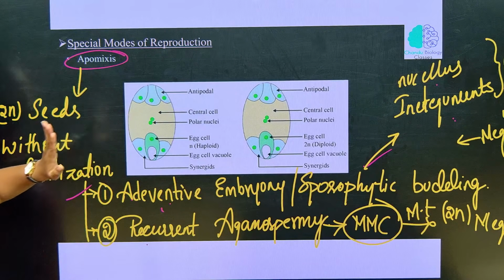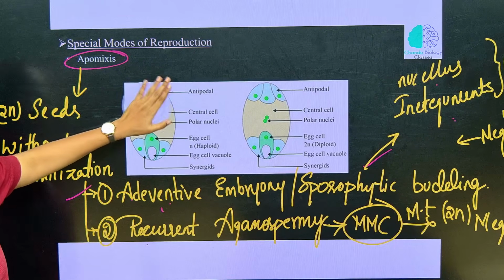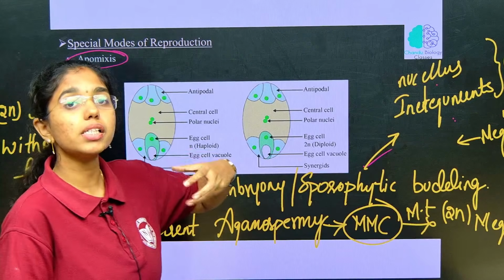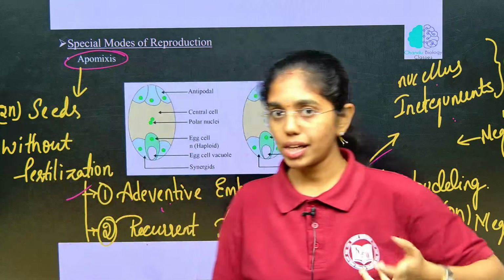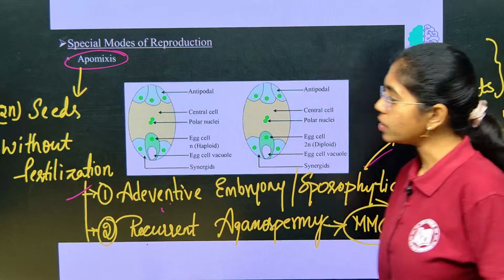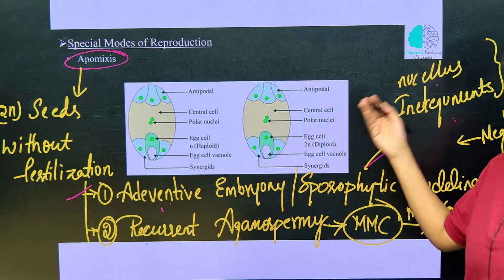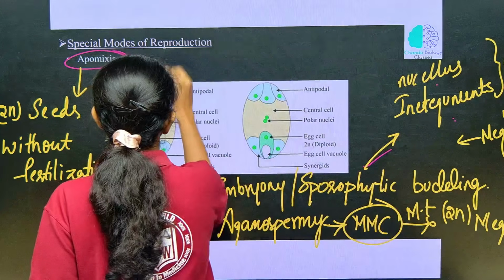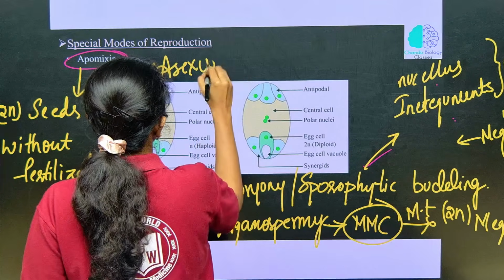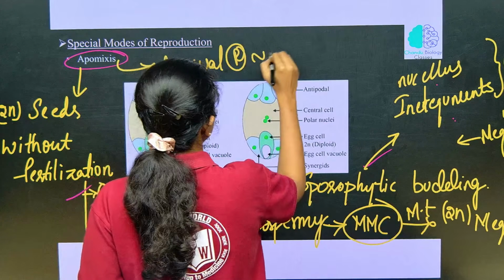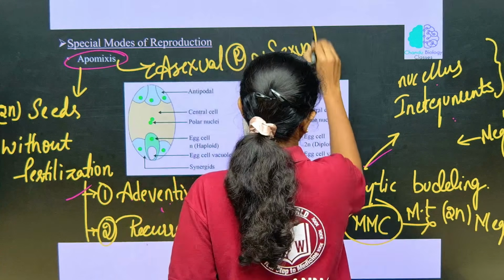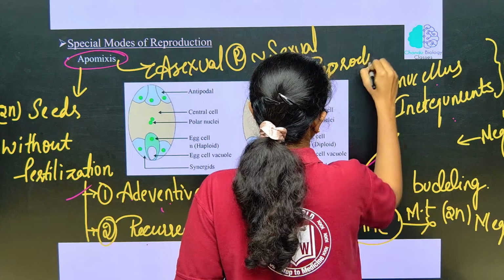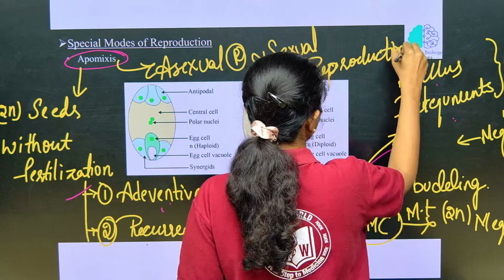This is how the apomixis phenomenon occurs, and as a result of apomixis, apomictic seeds are formed which increase hybrid vigor and desirable traits even without fertilization. Okay. So, apomixis is a concept which mimics sexual reproduction. It is asexual reproduction which mimics sexual reproduction. Clear, right?